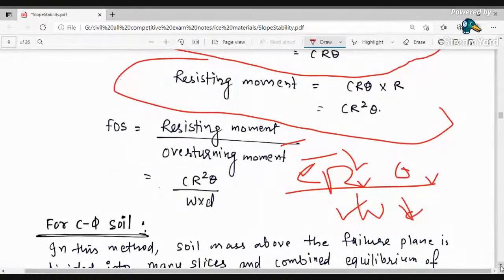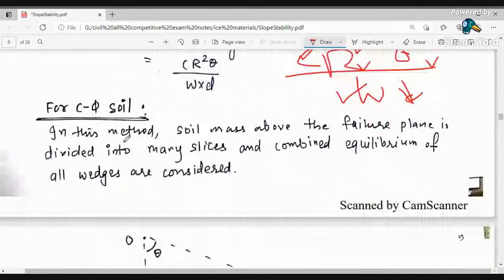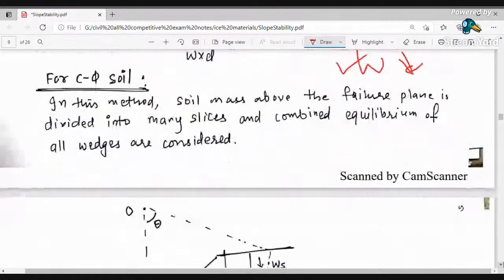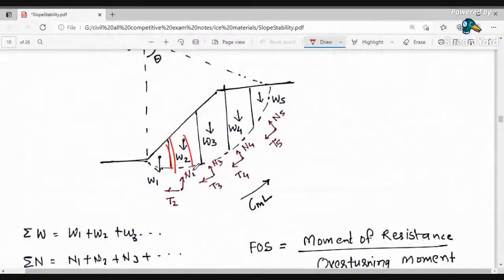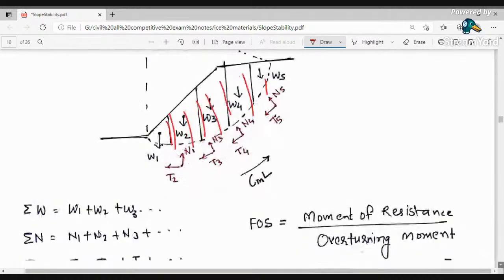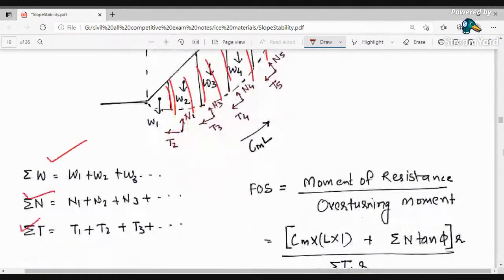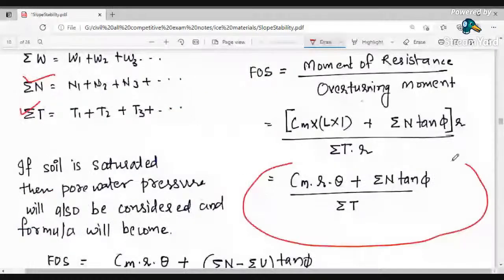All right, for the slice method, the soil mass above the failure plane is divided into many slices and the combined equilibrium of the slices is considered. So we divide it into many slices, right? Then we determine the perpendicular reactions and the shear stress. We determine summation of W, summation of N, summation N tan phi, and from there we determine the factor of safety using the formula Cm r theta plus summation N tan phi by summation T, right?